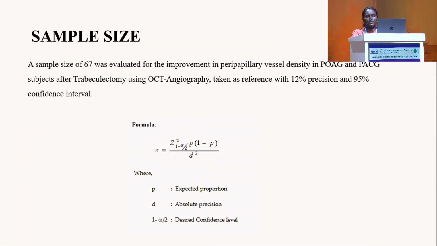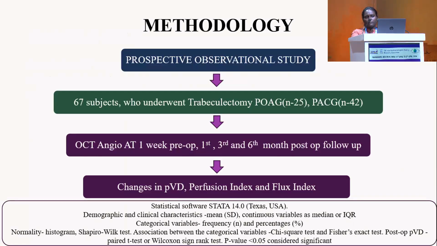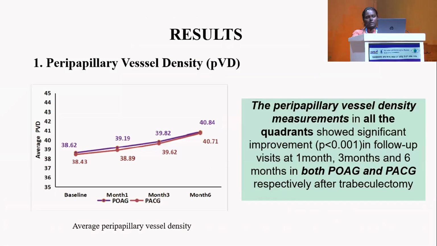We calculated the sample size with 12% precision and 95% confidence interval. The study is a prospective observational study, and we included 76 subjects who underwent trabeculectomy. We did OCT angio at one week preoperatively and at the first, third and sixth month postoperative follow-ups, and we measured the changes in PVD, perfusion index and flux index.